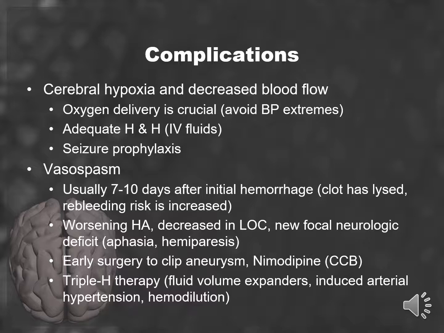Another big complication that's associated with a subarachnoid hemorrhage is a vasospasm. A vasospasm, you'll actually see a picture on the next slide, is a narrowing of the blood vessel. So if a blood vessel all of a sudden spasms and narrows, it cuts off supply to that area of the brain. A big thing we see is that most patients who have a vasospasm usually have it within about 7 to 10 days after their initial stroke.